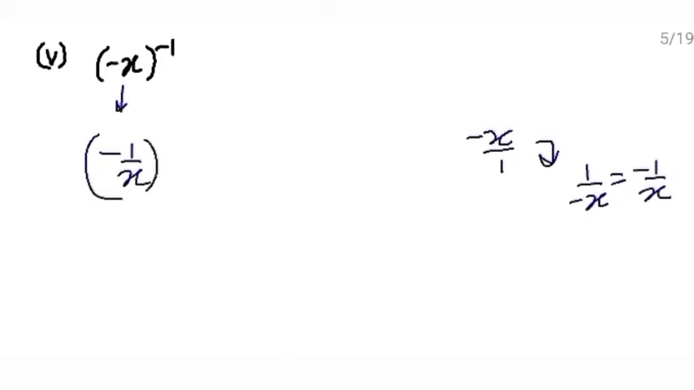Next, minus x raised to the power minus 1. Similarly, write the reciprocal of the base. This minus x can be written as minus x upon 1. When you write its reciprocal, it will become 1 upon minus x, which is also equal to minus 1 upon x. Clear? So write here minus 1 upon x. Now its power will become positive. And this is also equal to minus 1 upon x because the power is 1. This is your answer.